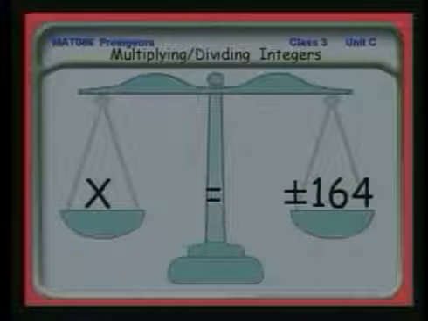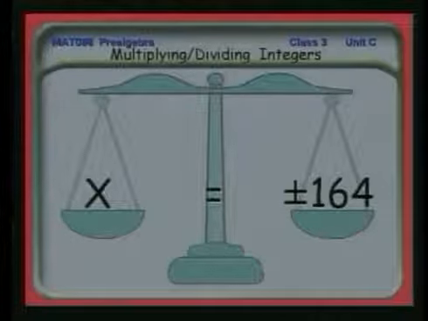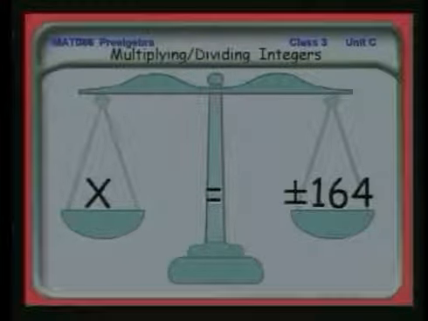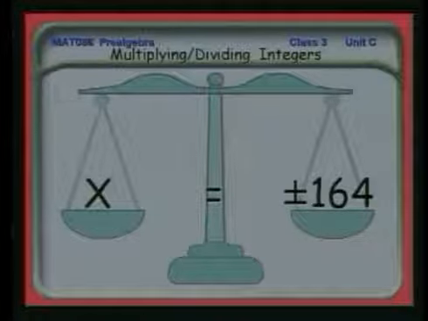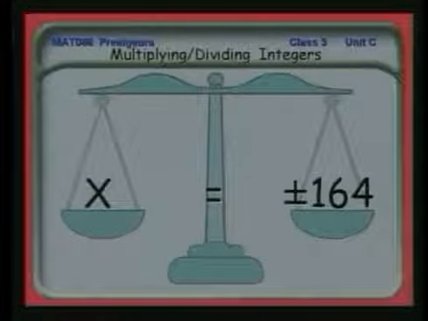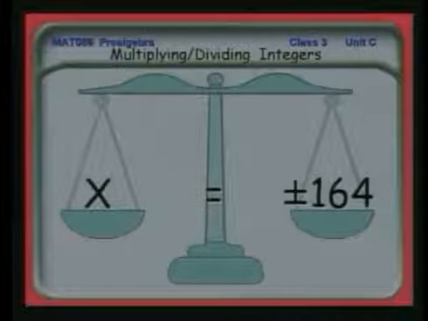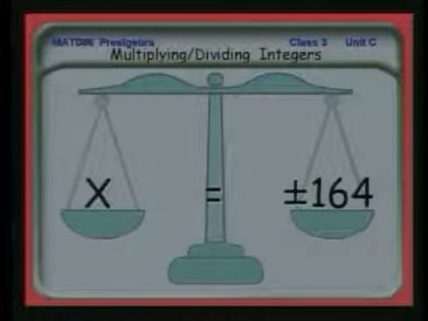So I can finally say, when I've solved the equation by taking the square root of both sides, that x is equal to plus or minus 164. Because if I square plus 164, I'll get what I started with. If I square minus 164, I will also get what I started with.